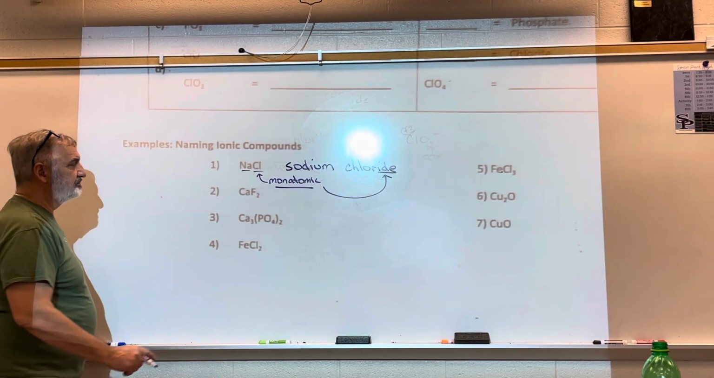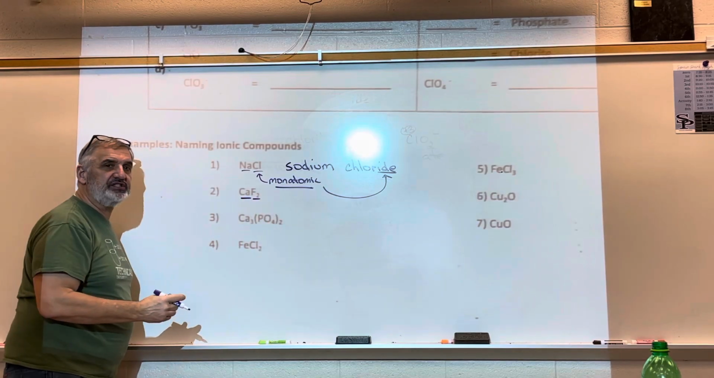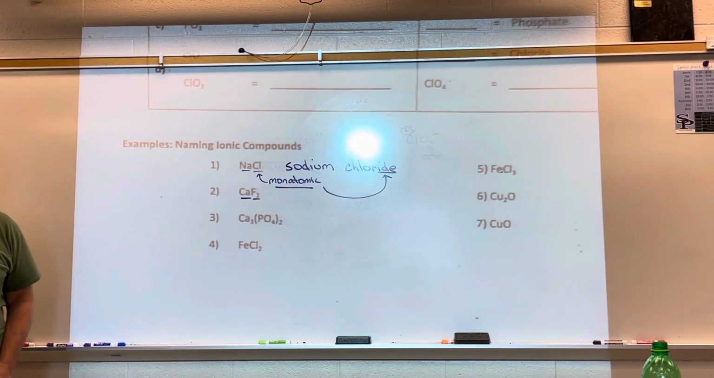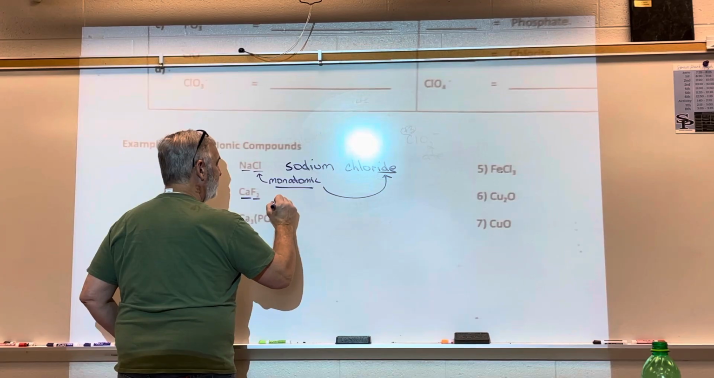So the next one, the positive thing is calcium. Now, even though there's two fluorines, there's still just one type of element, so it's still considered monatomic ion. You just have two of the monatomic ions. So does the calcium have more than one oxidation state? No. So I don't need a Roman numeral. Okay? So I'm going to just say calcium.